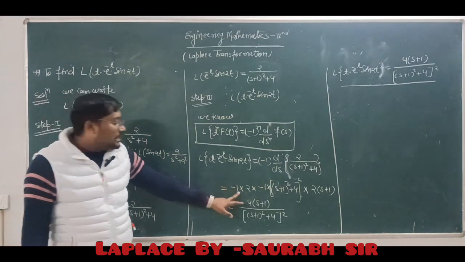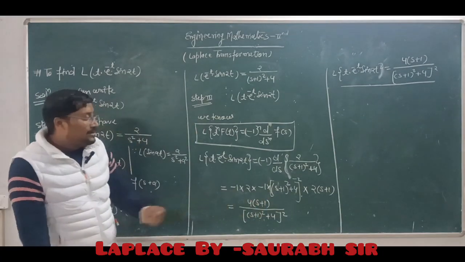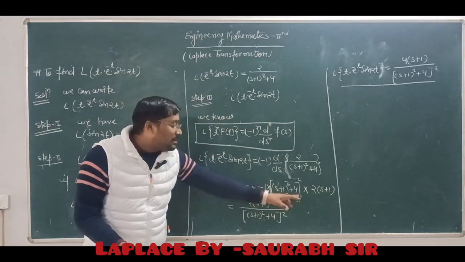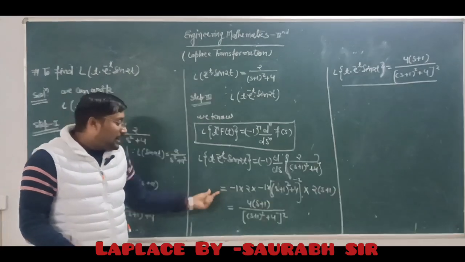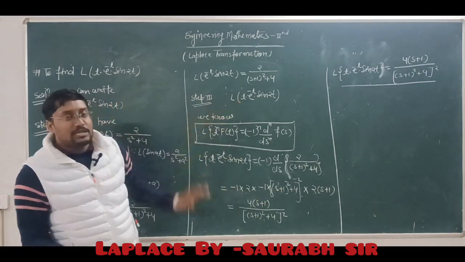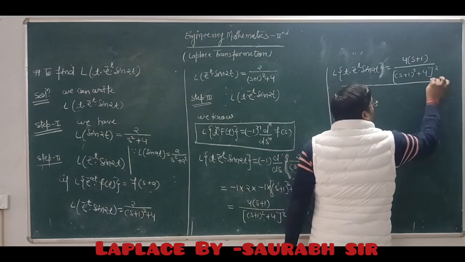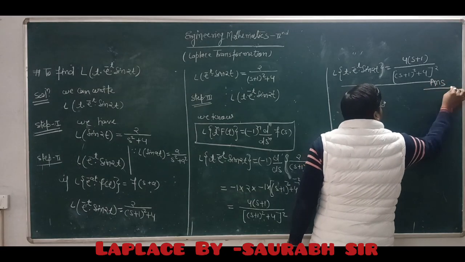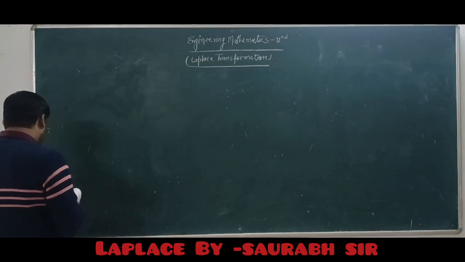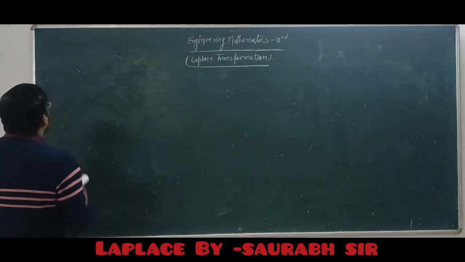Now this is a differential of this. You solve this differential, find the result of this. Now your answer. For divide of t.